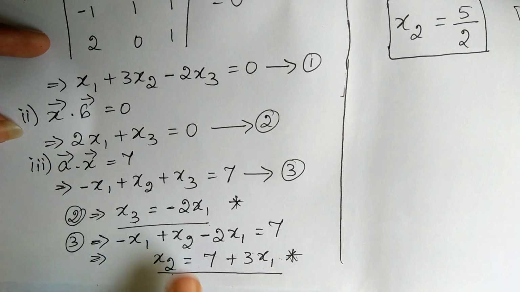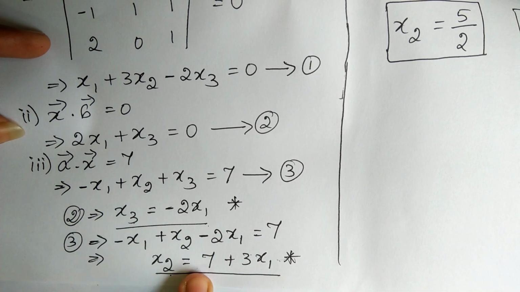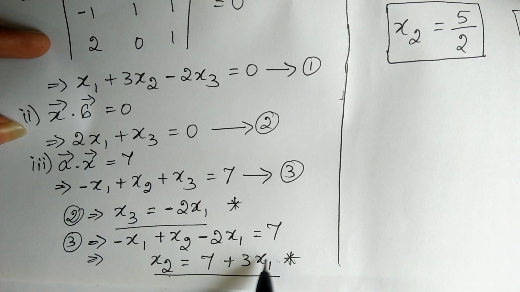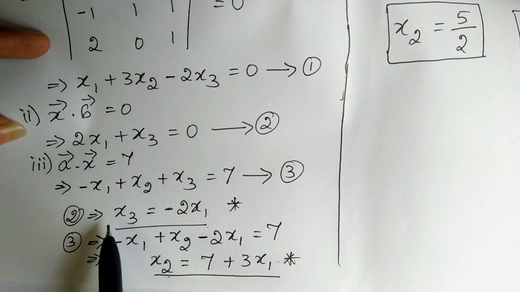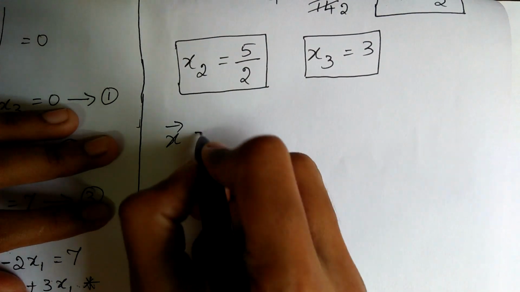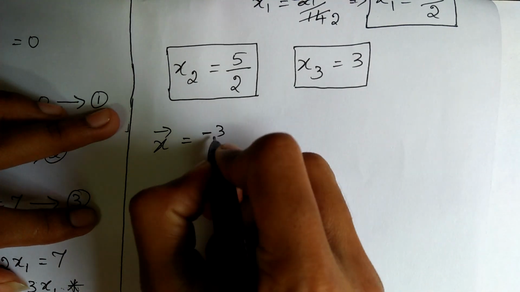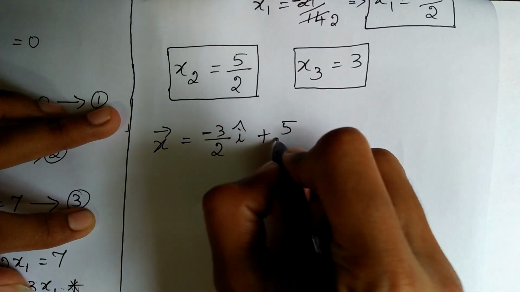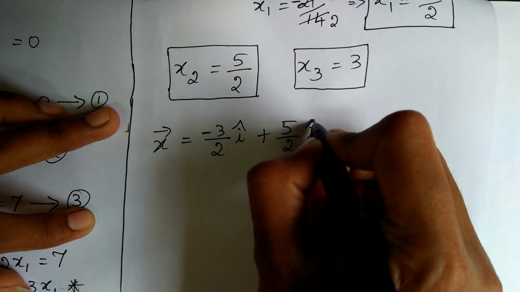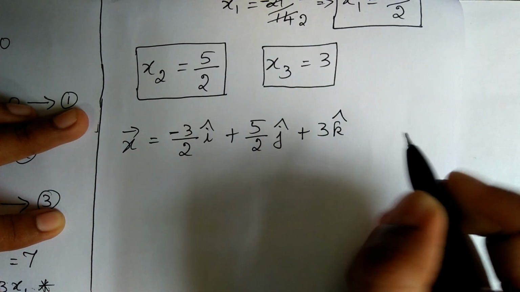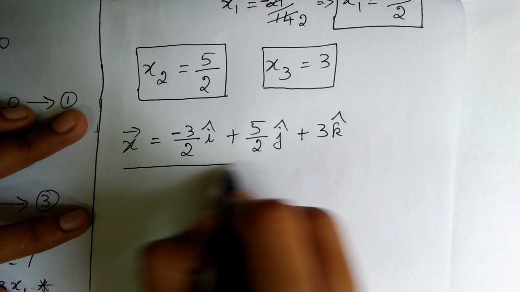Using these values, we can find the values of x2 and x3. That is, substituting the value of x1 in this equation and substituting the value of x1 in this equation, we can get the values of x3 and x2. Now, vector x is equal to minus 3 by 2 i cap plus 5 by 2 j cap plus 3 k cap. This is the required vector x.